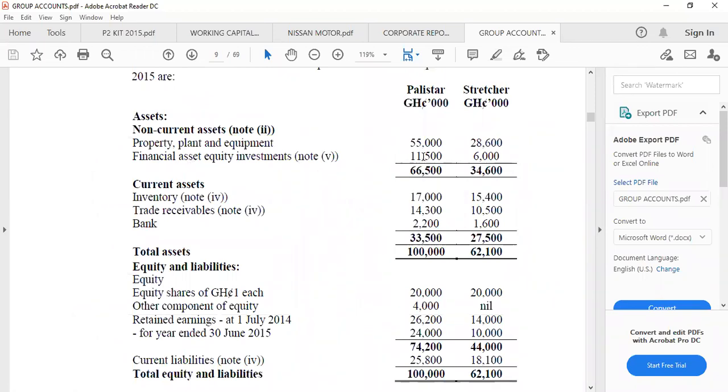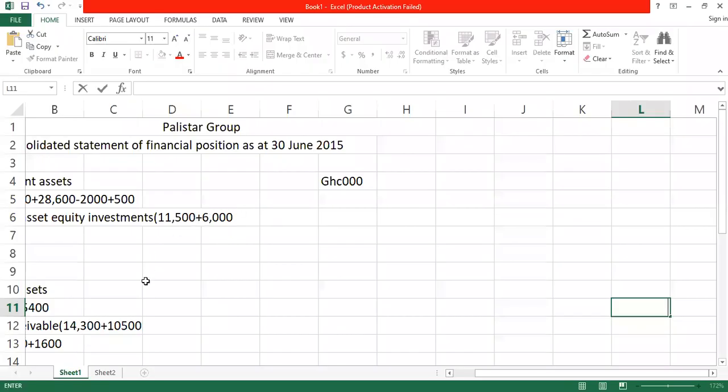Financial asset, 6,000. But now they are saying 7 million. So it means that it has increased by 1 million, which is 1,000. We are keeping 3 zeros, isn't it? What will be the effect of this on the net asset? Is it going to increase it or reduce it?